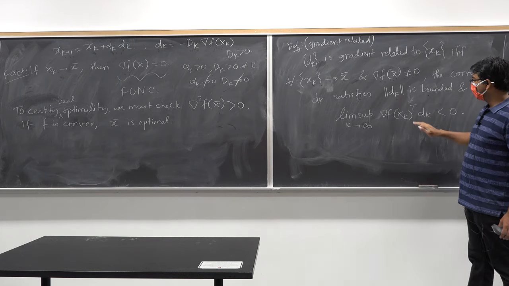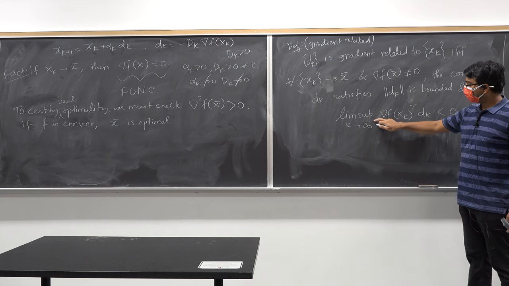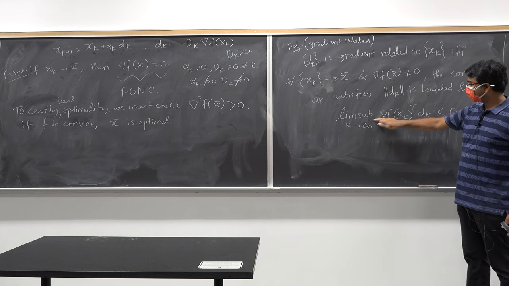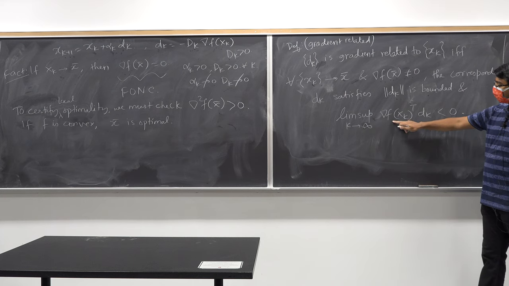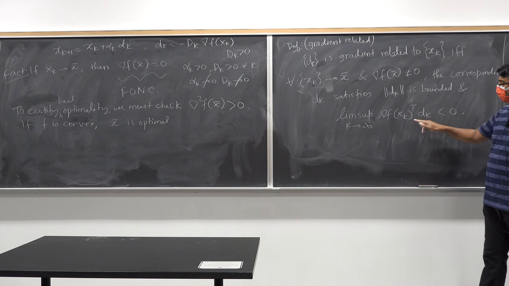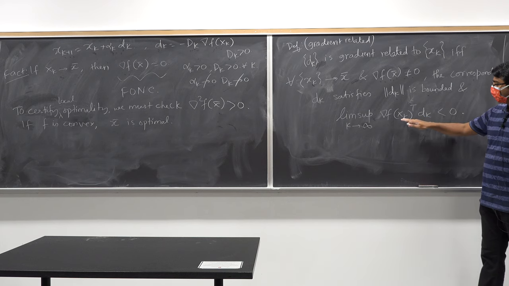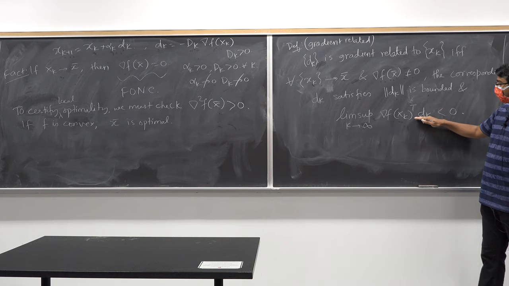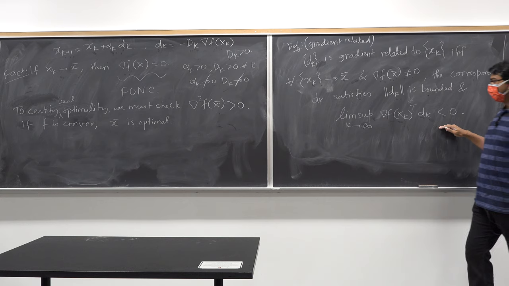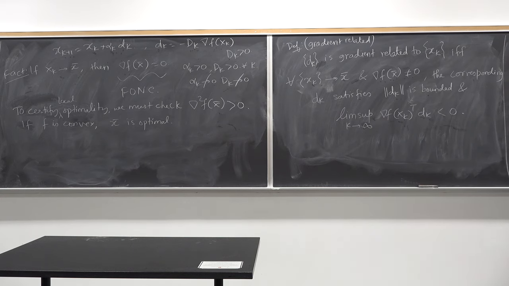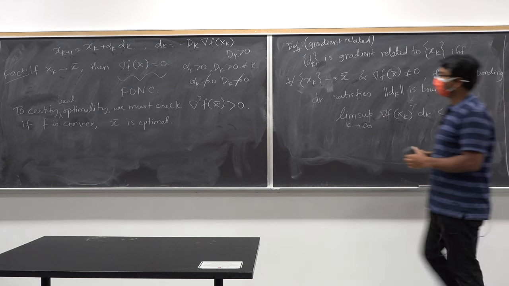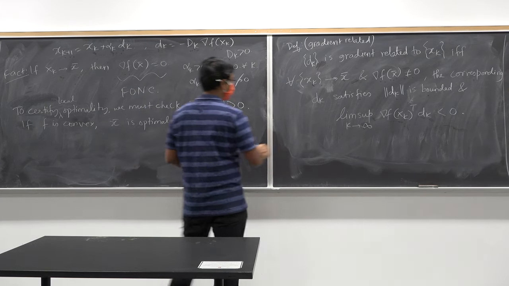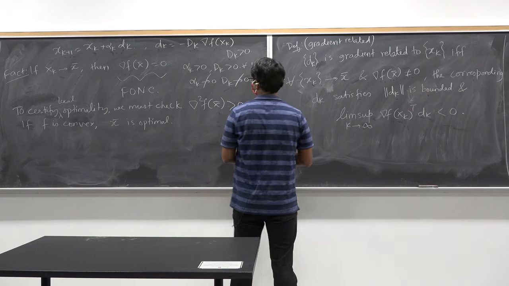Moreover, if I look at the limit superior of gradient of f at xk transpose dk, then it must be negative, which means that the derivative transpose dk must be less than 0 for k sufficiently large. So if I pick large values of k, if I look at the tail of the sequence, it must be below the zero line. It should look something like this. Where should I draw it? Let me draw it on this side.